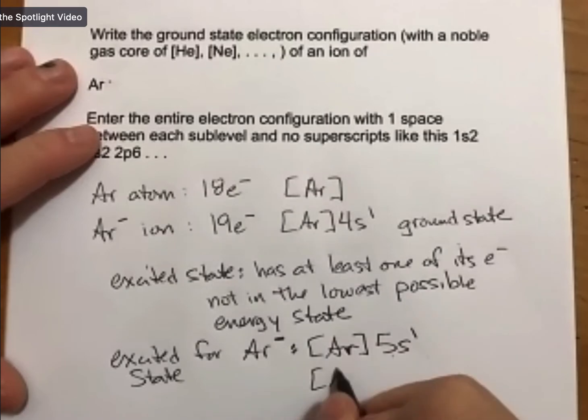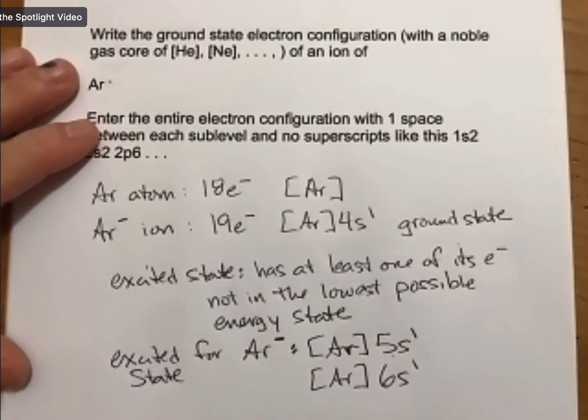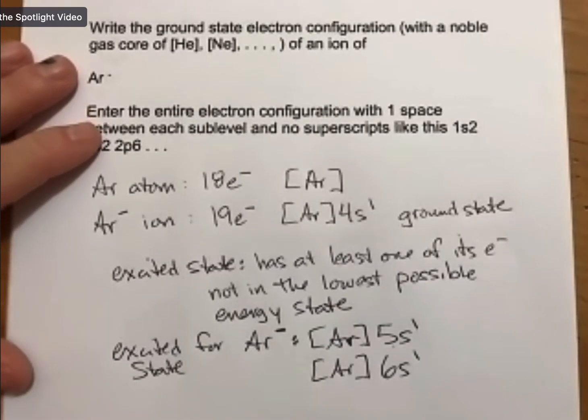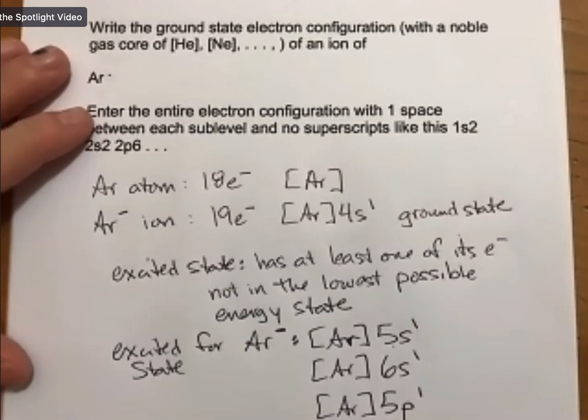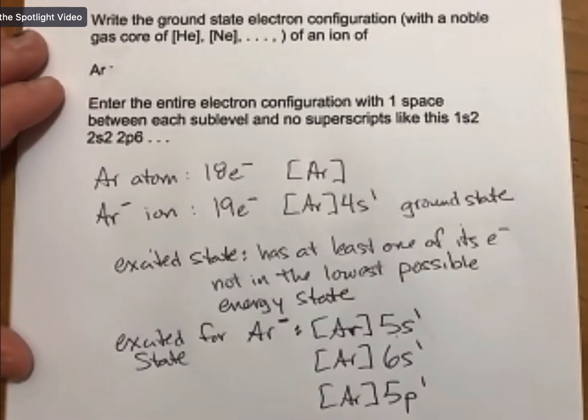Another excited state, and there are many, would be argon 6s1 or argon 5p1. There are many excited states. There's only one ground state. Only one possible way to put the electrons in their lowest energy states possible.